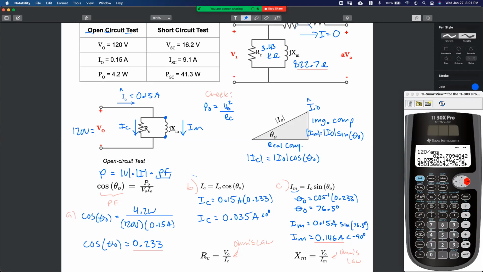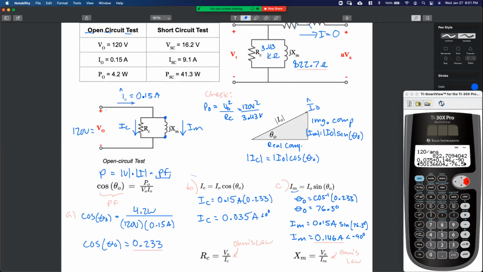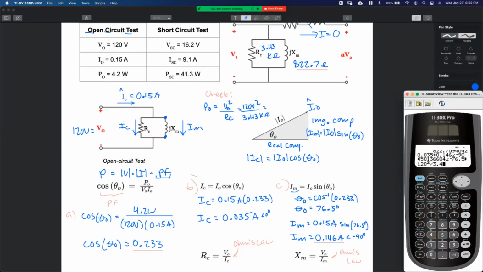All right, what do you guys get? 120 volts squared divided by that really big 3.43 kilo ohms. We'll just use the decimal values. So it'll be a little rounded, but it should be pretty close to 4.2. Divided by 3.43 e to the 3. Ta-da, 4.2 watts.